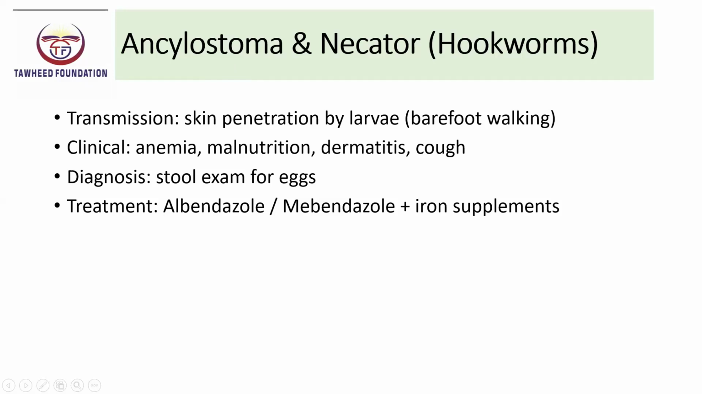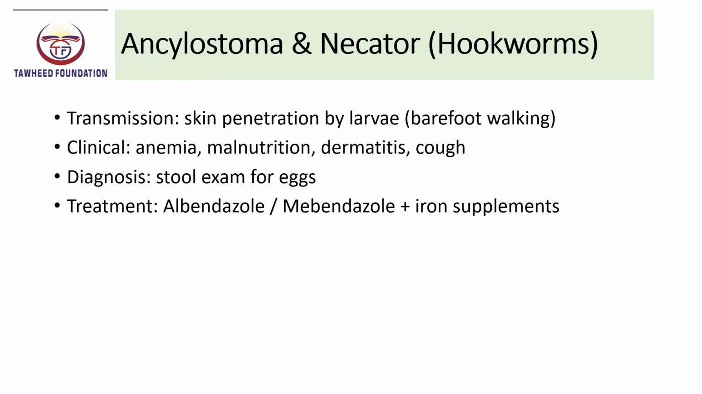The posterior end is broadened into a membranous copulatory bursa that is provided with two long spicules. The female measures around 12 millimeters in length. In Ancylostoma, the posterior end is straight. Necator, the so-called American hookworm, is found predominantly in the tropics. The anterior end is hooked against the body curvature.